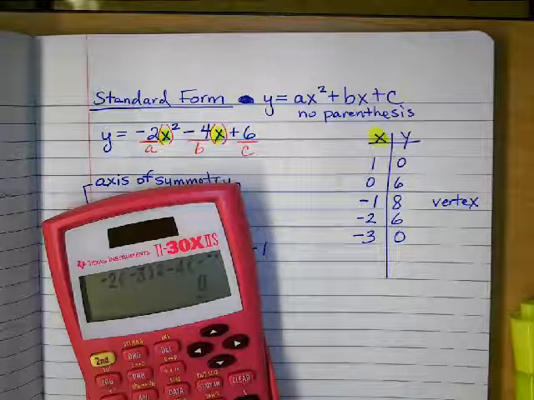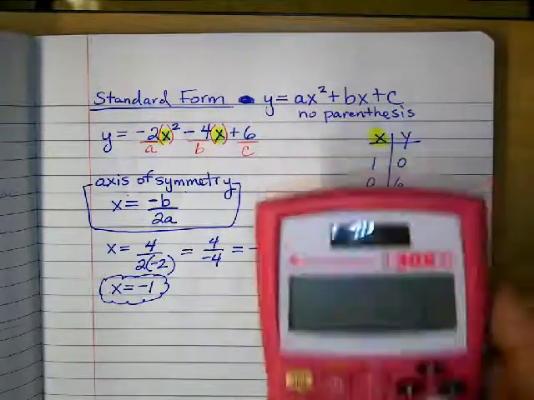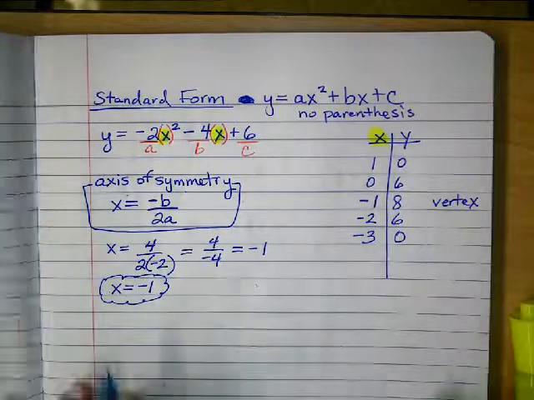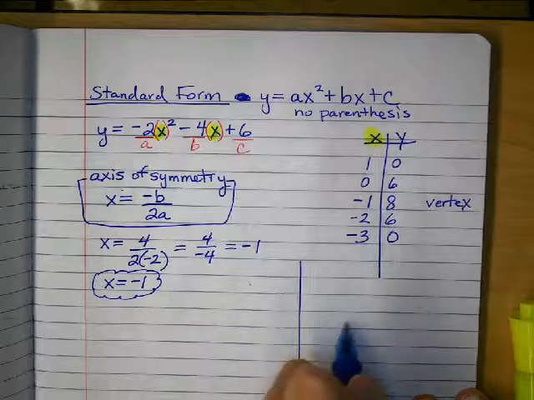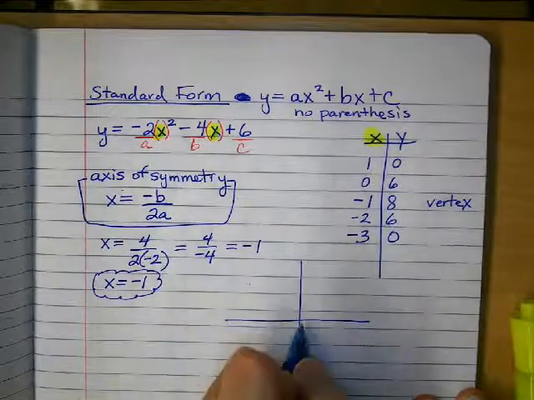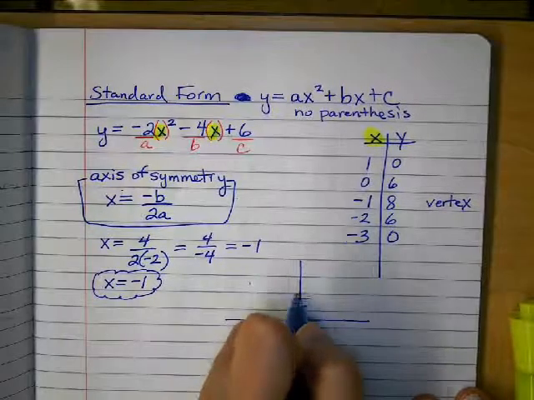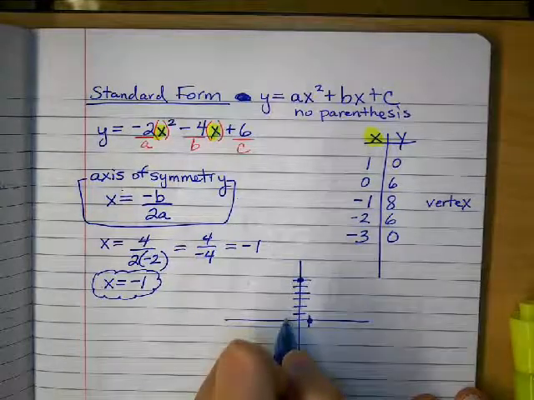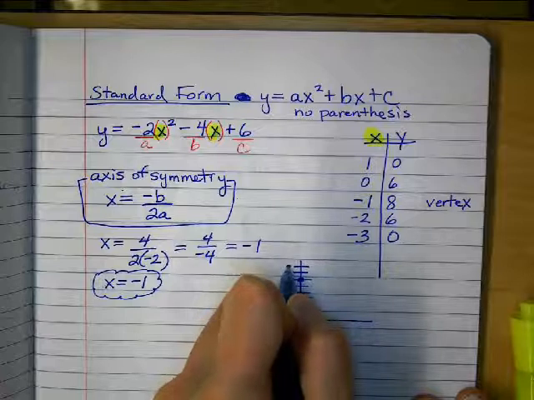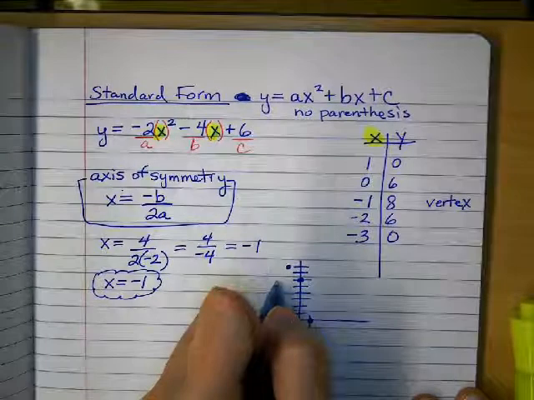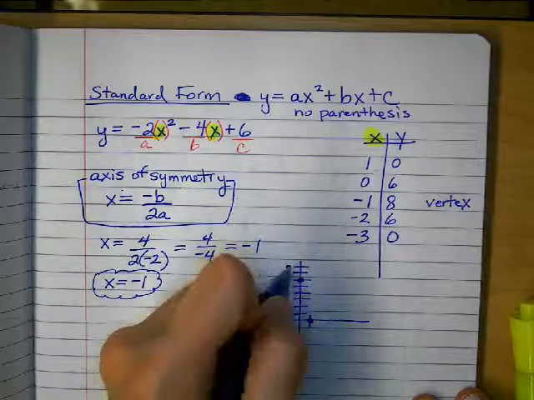All right, so then you have to graph it on your computer screen. They'll make you graph this. So you'll have to graph 1 comma 0, 0 comma 6, negative 1 comma 8, I said that wrong, negative 2, 6, and negative 3, 0. You connect your dots, and it makes one of those parabola graphs.